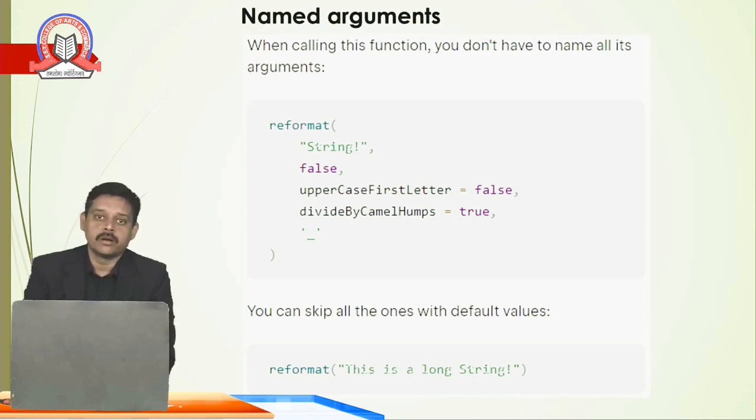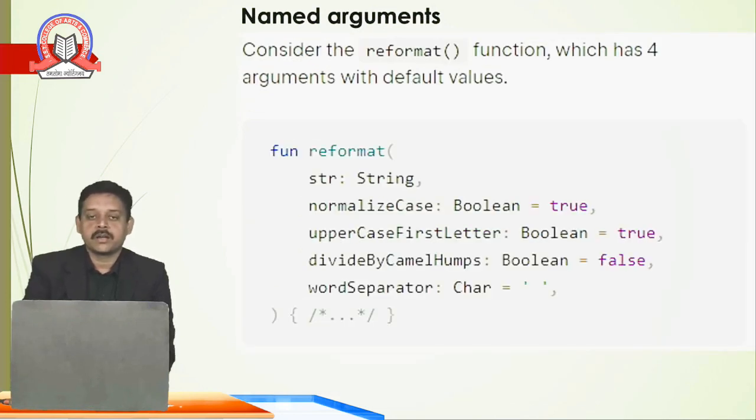So by sending the argument, we just need to write reformat in double quotes. This is a long string. So this text is set to the str, and the rest will be followed by the default values which we have given in the previous slide. Let's see here, str will contain that value which we have passed, and the rest will contain these boolean values which we have passed by default, that is true, false, false, true, true, false, and white space.